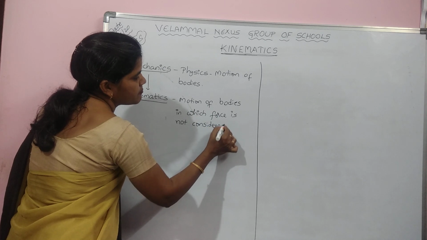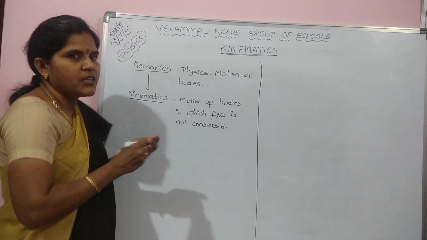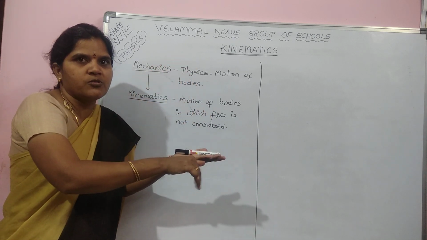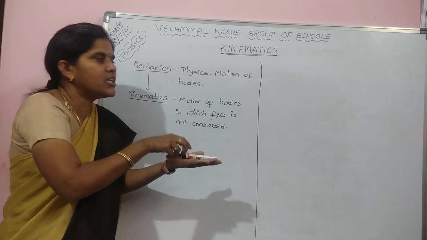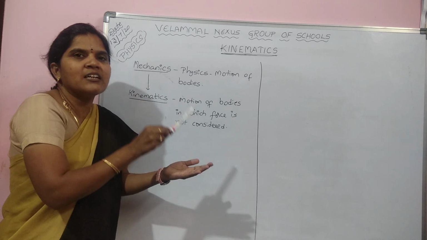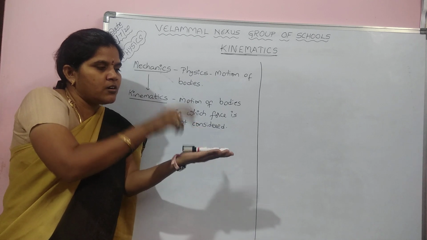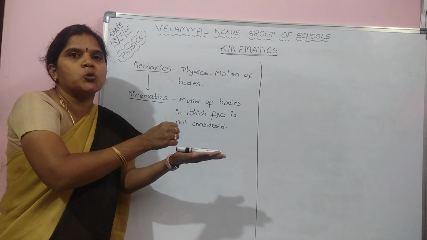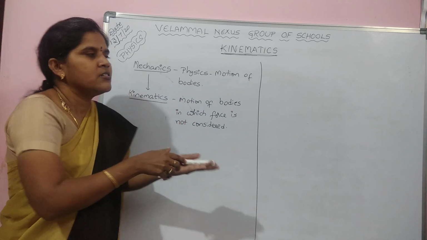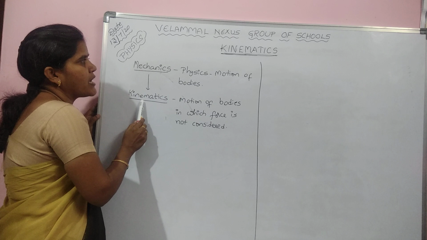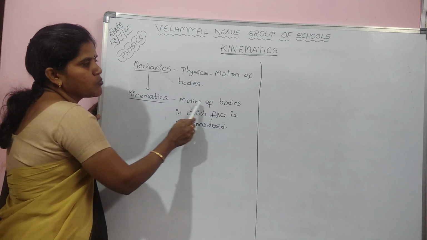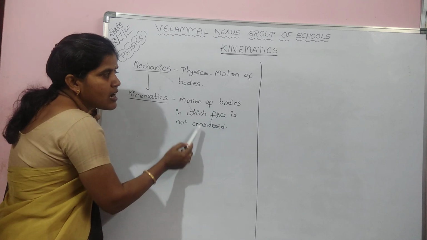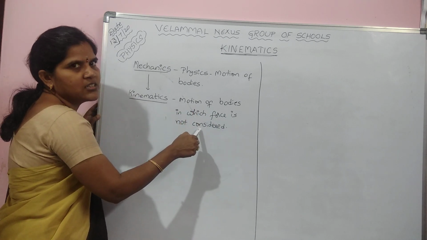For example, if I throw the object like this, it is falling down due to gravitational force. Such kind of motion are dealt under kinematics. In kinematics, the cause for the pen to fall down is gravitational force, but the cause for its motion will not be considered. Therefore, kinematics is a branch of mechanics which deals with motion of bodies, in which force is not considered. Cause for the motion is not considered.